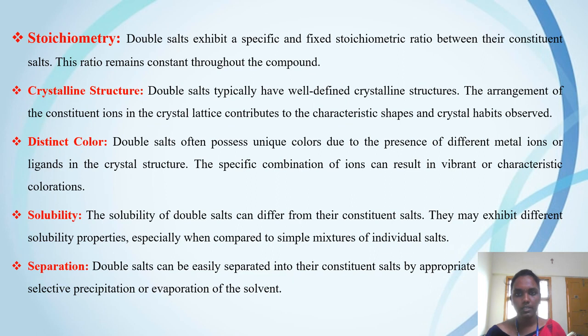Stoichiometry refers to the ratio. Crystalline structure: double salts contain a well-defined crystalline structure. Distinct color: double salts often possess unique colors due to the presence of metal ions. Solubility: the solubility of double salts differs from that of the constituent salts. Separation: double salts can be easily separated into constituent salts by applying appropriate techniques.